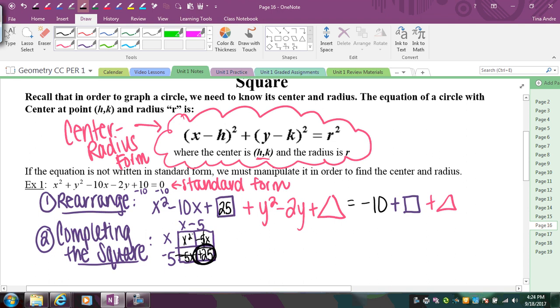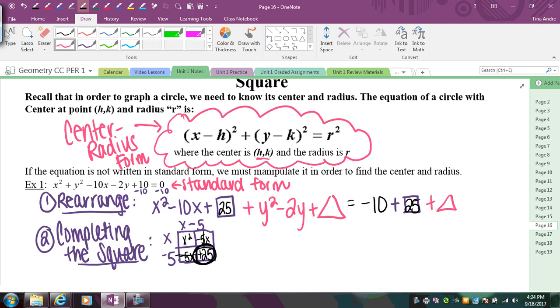So you're going to see that I'm not going to always fill in these grids. I'm just going to say, okay, well, multiply those, you get positive 25. If you add 25 here, you've got to add it to the other side. So that's kind of the explanation of what completing the square is. You're making this a perfect square. Your 25 is the number to make this a perfect square, to make the side lengths the same.